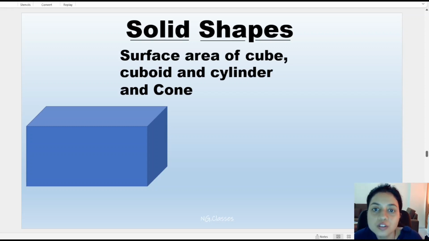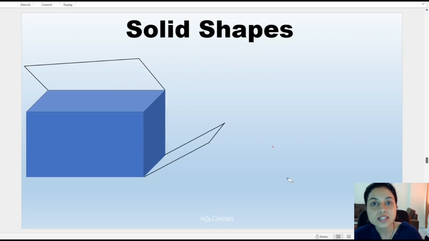Now let's discuss solid shapes, also known as three-dimensional shapes. Here we will discuss the surface area of the cube, cuboid, cylinder and cone. So let's focus on the cuboid at first. As we know, surface area means the area of each and every surface combined together will give us the surface area of this cuboid. So let's see how many surfaces there are in this cuboid. When we open it, it will look something like this. Now let's open it completely.